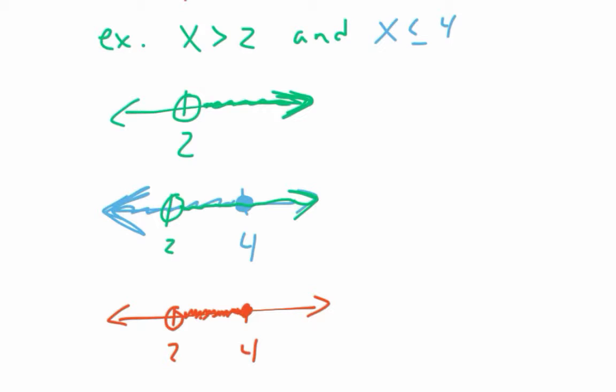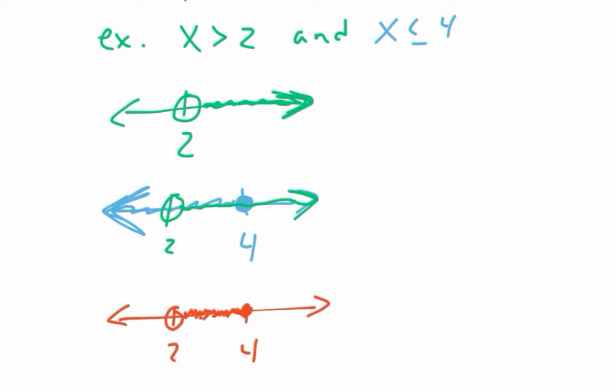If you wanted to write this, well, how could we say this answer? How do you say everything between 2 and 4, not including 2, but including 4? Does anyone want to take a stab at that?